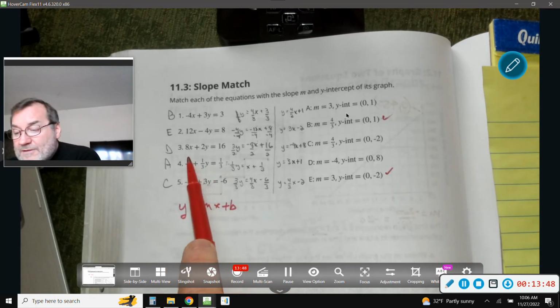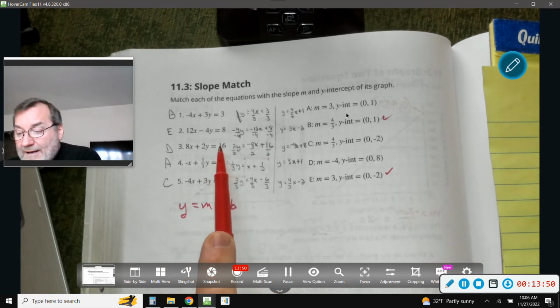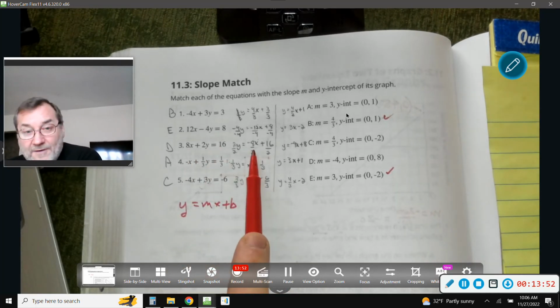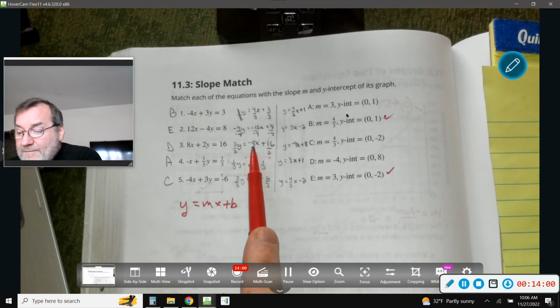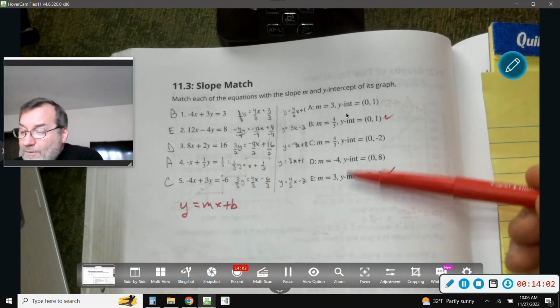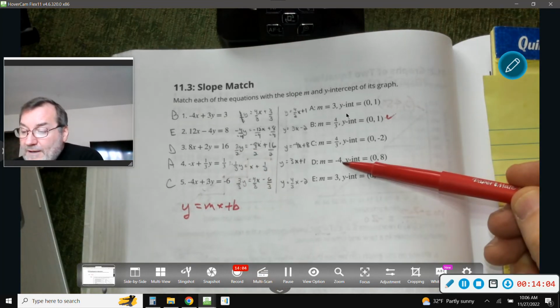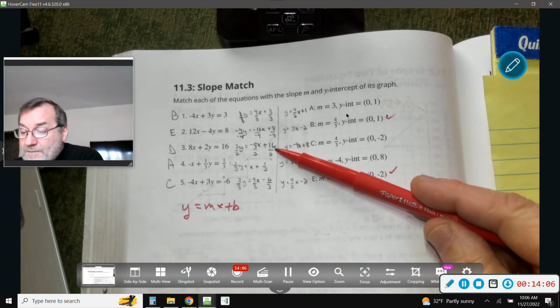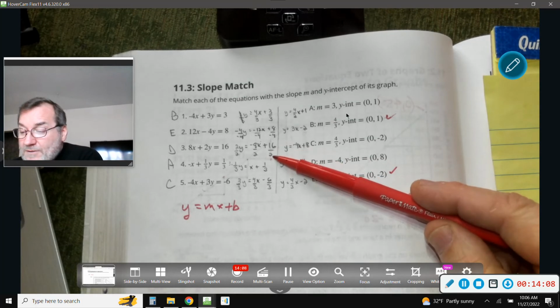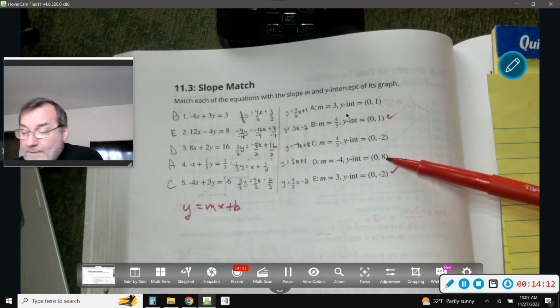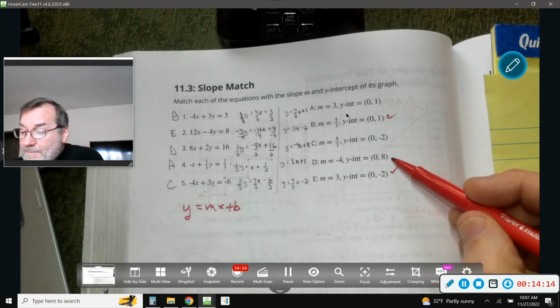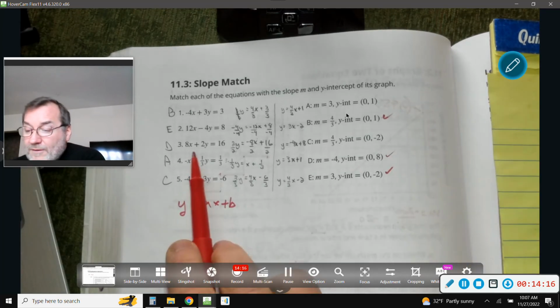Next one, I do the same thing. I subtract the 8x over to the other side, putting it in front to make my life easier. And then I divide both sides by 2. So I get y equals, let's see, negative 8 divided by 2 is a negative 4. Well, that's the only one with a negative 4. Let's see if the back part works. 16 divided by 2 is 8. Yep, if I put in a 0, I'll get an 8 out. So that one works. Delta goes with 3.